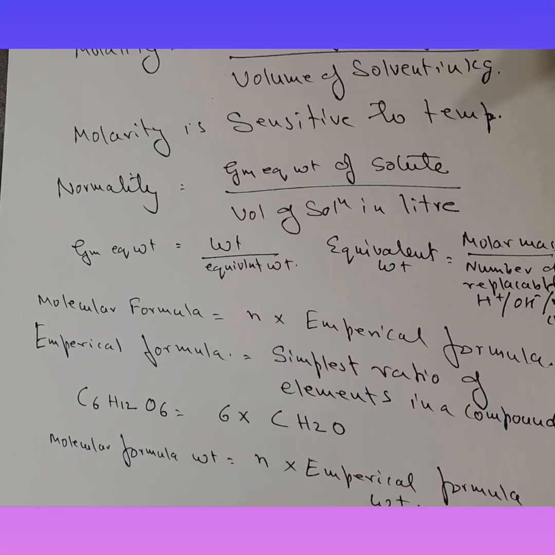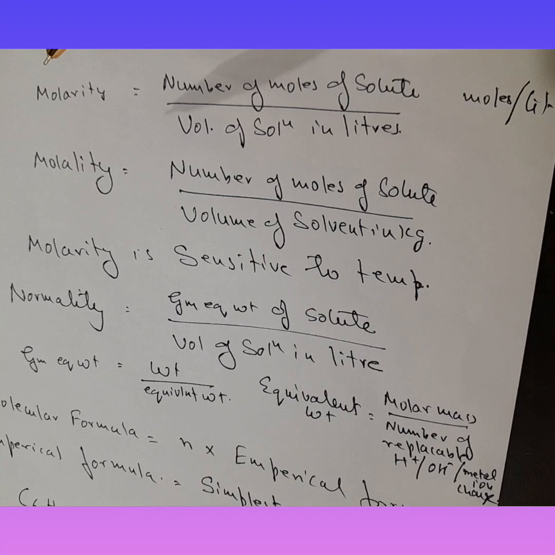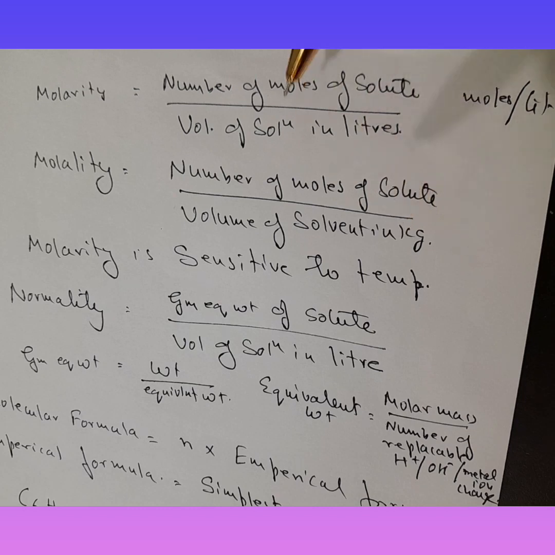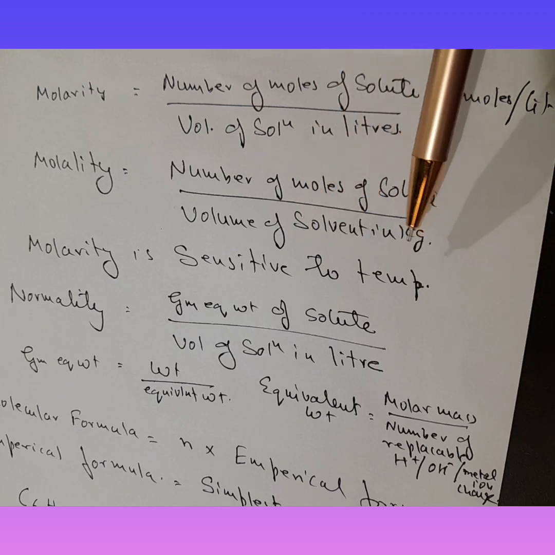Then coming back to the basic things that we require: molarity, molality, and normality. Molarity is number of moles of solute divided by volume of solution in liters. Molality is number of moles of solute divided by mass of solvent in kg. Mind you, we saw two differences between molarity and molality. Here it was solution, whereas here it was solvent. Here it was liters and here it was kg.